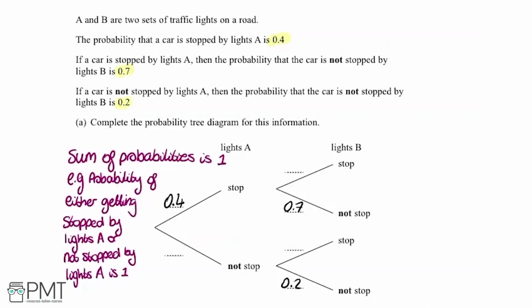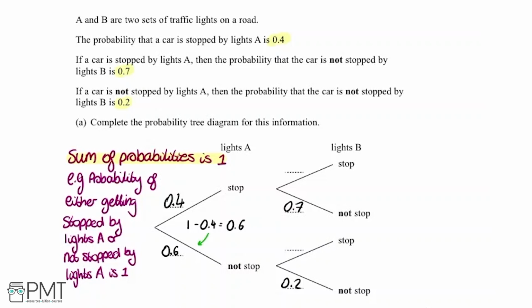So I've written here that the sum of probabilities is 1. And what I mean by that, so I'm going to have an example here, is that the probability of either getting stopped by lights A or not stopped by lights A is 1. So that's definitely going to happen. You're either going to get stopped by lights A or not stopped by lights A. There's no other option. So there's a 100% chance of one of these things happening. Therefore, these probabilities need to add up to 1. So to work this out, we're going to do 1 minus 0.4, which gives us 0.6. So in here, we're going to put 0.6.